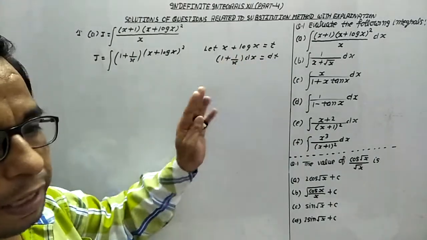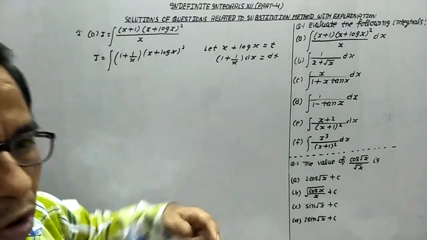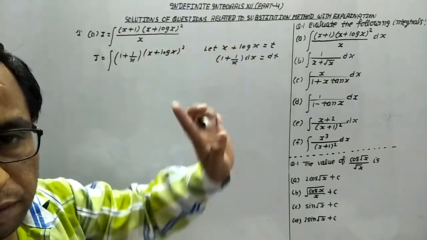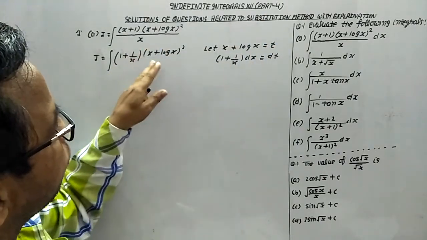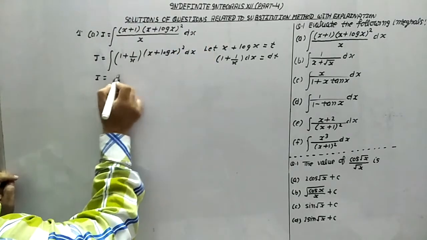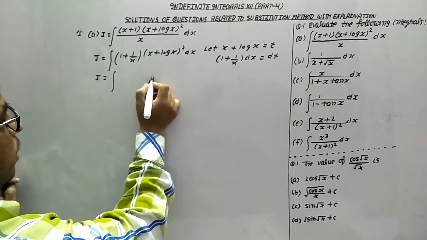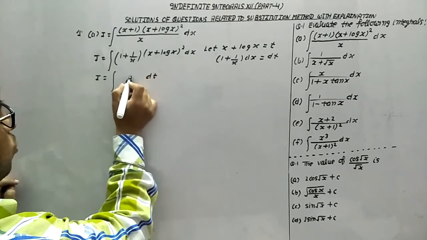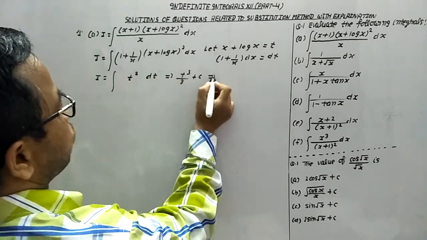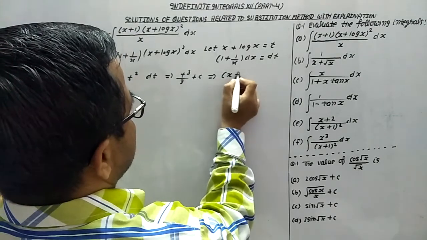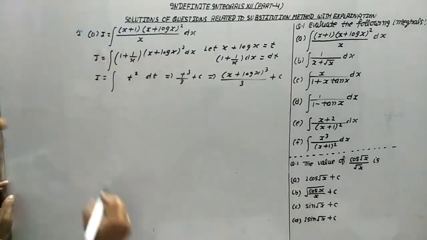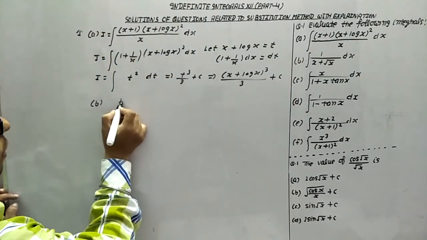Either we have to get the remaining term related to this and then put the values from here. These are the two options. Here we are getting the full term only. So what we will do now: I is equal to the integration of (1 plus 1 upon x) dx, which is dt, and this is x plus log x which is t squared. What is this? t cube upon 3 plus c. Substitute the value of t: (x plus log x) whole raised to power 3 upon 3 plus c, and this is the answer.